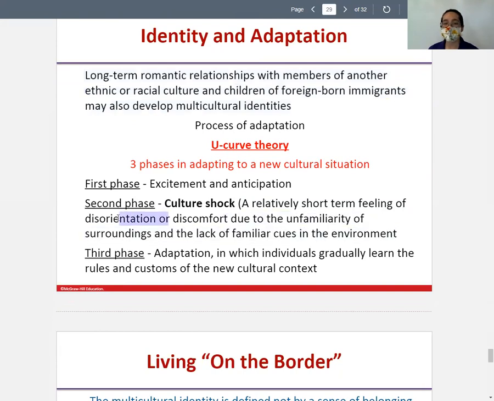Culture shock is always really, really fun to talk about. When we have the big class groups, when not in COVID times, it's really fun to get everyone's different experiences with culture shock, because people have some really wild stories.